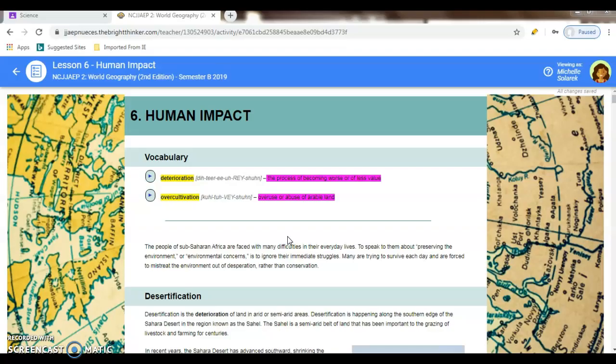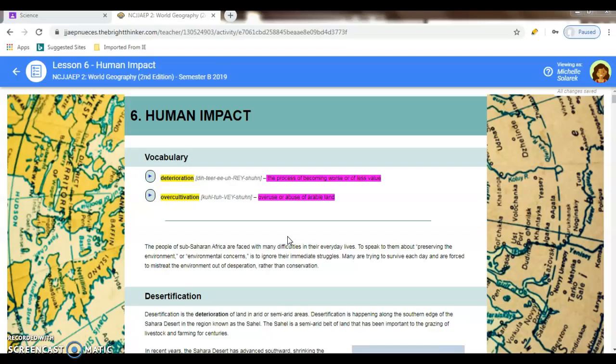Today we're going to be talking about the human impact of deforestation and other types of world environmental factors that go into harm with the environment, including land. If you can, at the top of your piece of paper, please write down World Geography, Unit 10, Lesson 6, and of course your name.